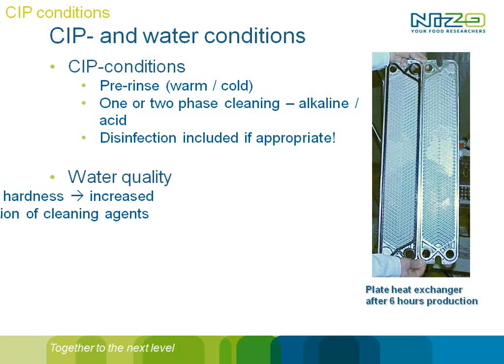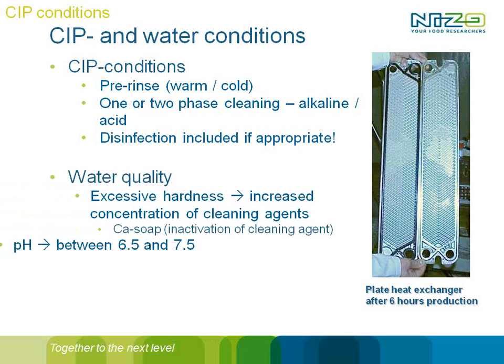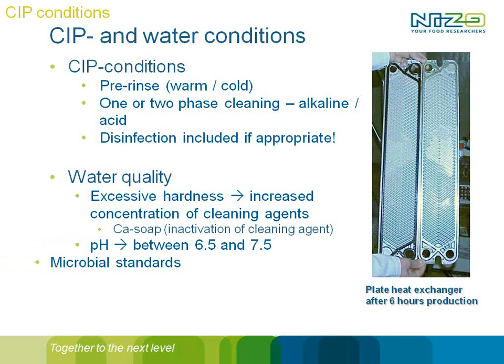It's very important to look at your water quality to start with. For example, if you have an environment with very excessive hardness, let's say above 15 degrees German hardness, you may need an increased concentration of cleaning agent, because otherwise calcium soap has already been made, meaning that your active concentration will be reduced. So you actually have an inactivation of your cleaning agent.